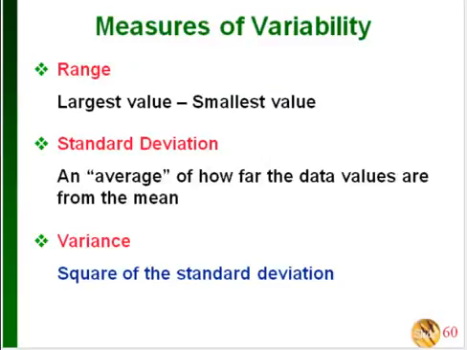Then we have measures of variability. The first one, and usually the easiest to calculate, is the range. That's just the largest value minus the smallest value. Then we have the standard deviation, and this basically gives us an average of how far the data values are from the mean or from the average. And finally, the variance. The only reason I list this is that it does ask you for this in the homework in a couple places. This is just the square of the standard deviation. So if you've already found the standard deviation, just square that number and that will give you the variance.